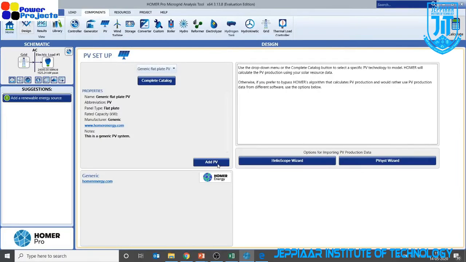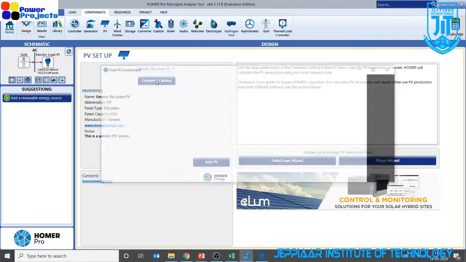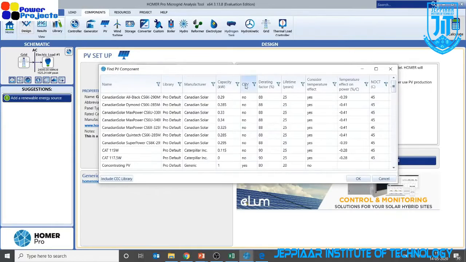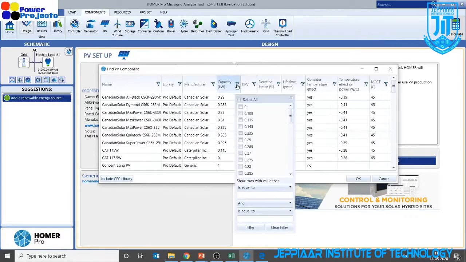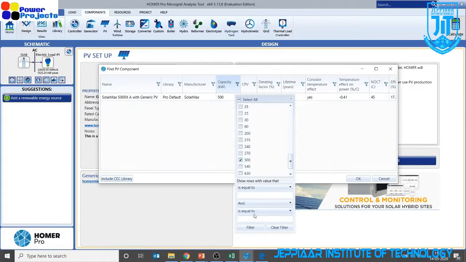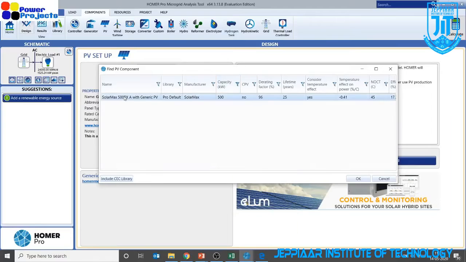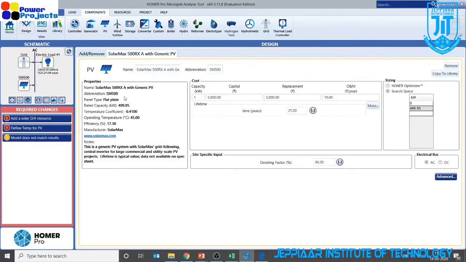I am adding a PV. So let me go for a complete catalog. Let's say we put up some 500 kilowatt capacity. The capacity of solar which I am adding is 500 kilowatt, with a solar max inverter.